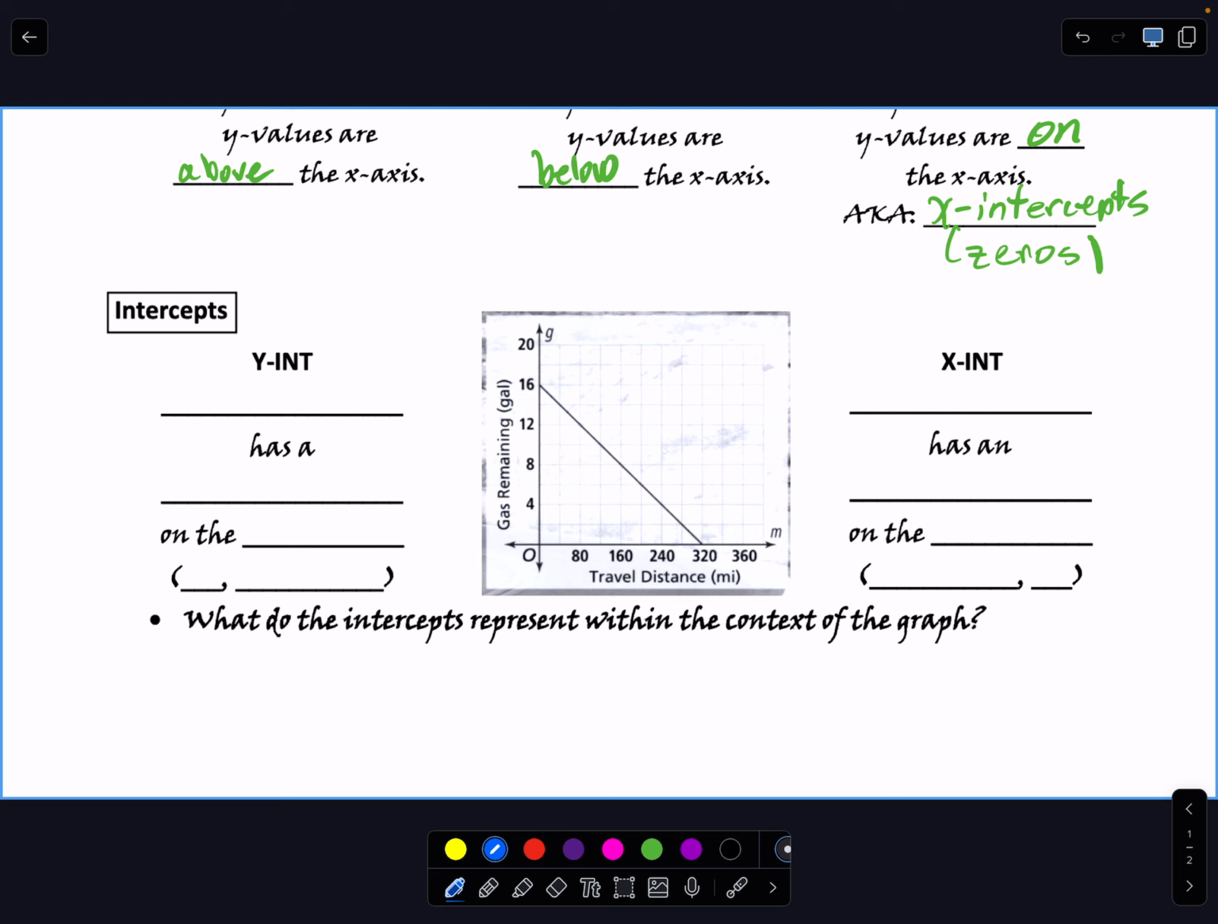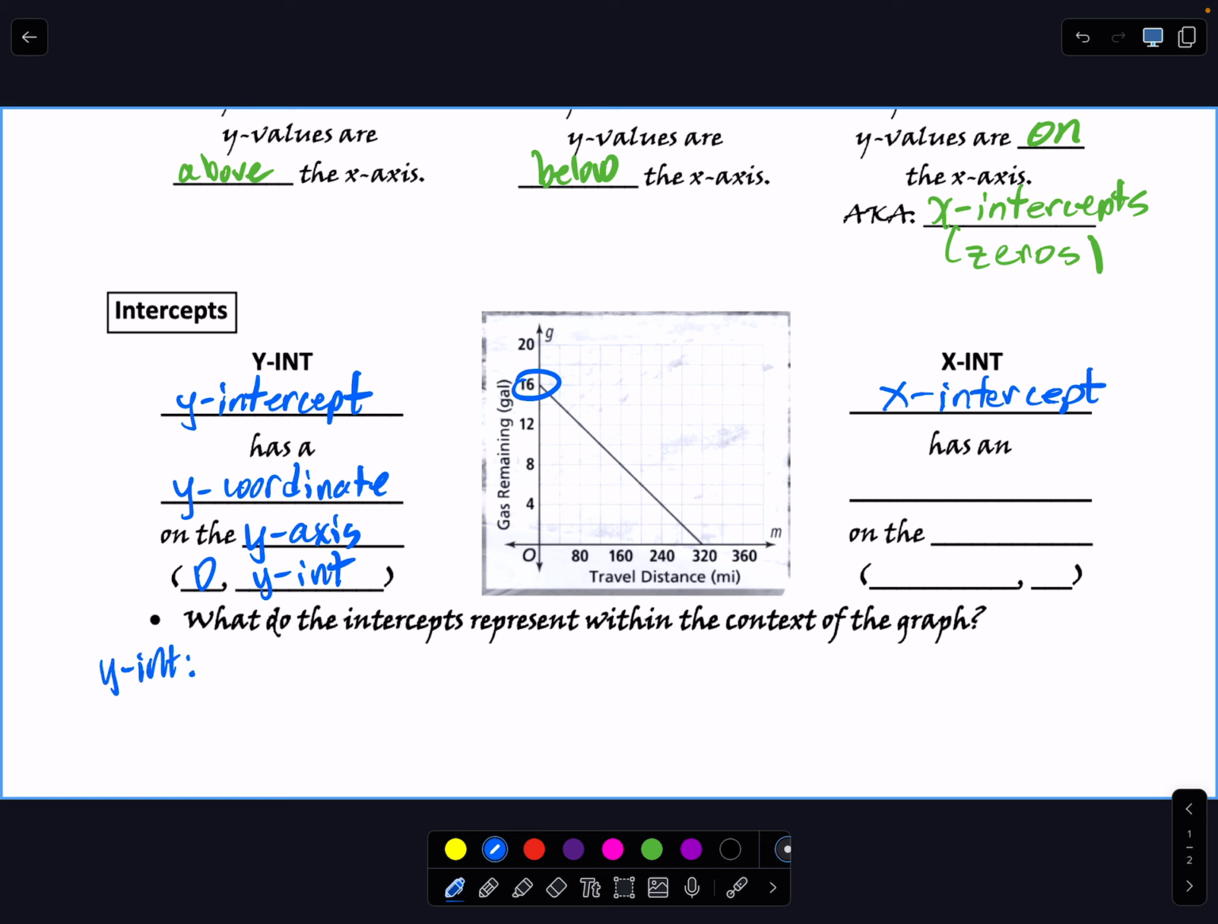This notation, y-int, is just standing for y-intercept. The notation x-int is just standing for the x-intercept. And the y-intercept has a y-coordinate on the y-axis. That's right here in this graph. And the ordered pair is going to be 0 followed by the value of the y-intercept. So on this graph, we have a y-intercept value of 16. And the 16 is the y-intercept. It is just that value. If you write the ordered pair 0, 16 for it, I will accept it. Technically, the y-intercept is just 16.